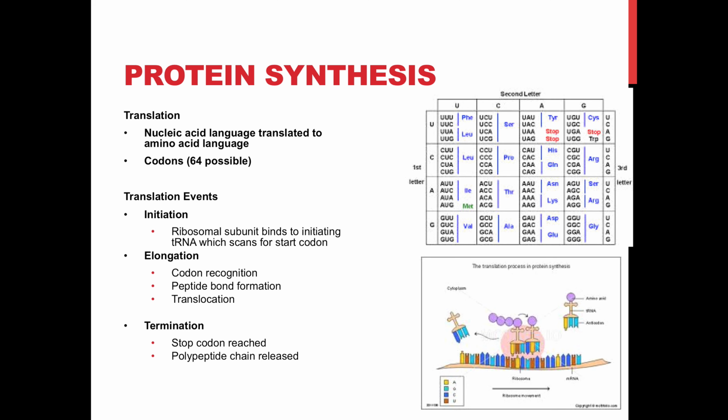Elongation, step 2. During the three-step cycle of elongation, the mRNA is moved through the ribosome in one direction, and one amino acid at a time is added to the growing polypeptide. Okay? So this is broken down into 2A, 2B, and 2C. Okay. 2A, codon recognition. The incoming aminoacyl tRNA binds to a complementary codon in the A site of a ribosome. Okay, so the A site now becomes occupied.